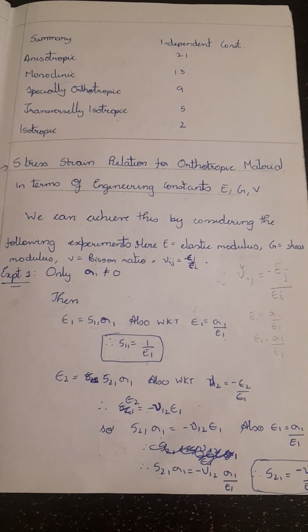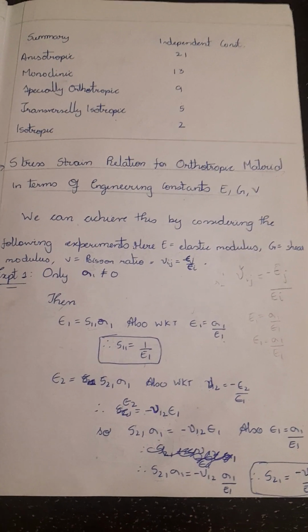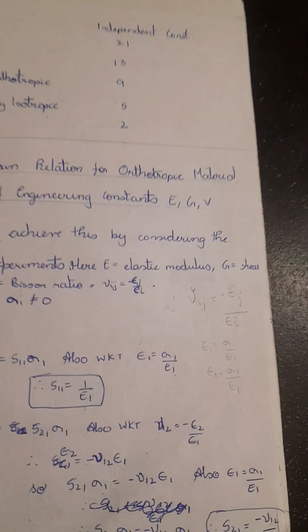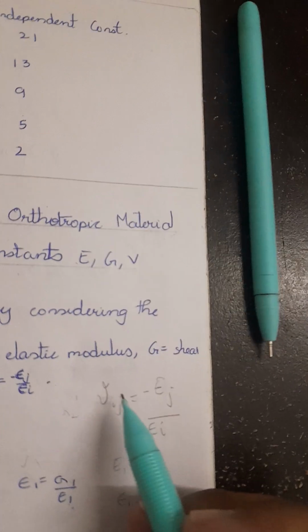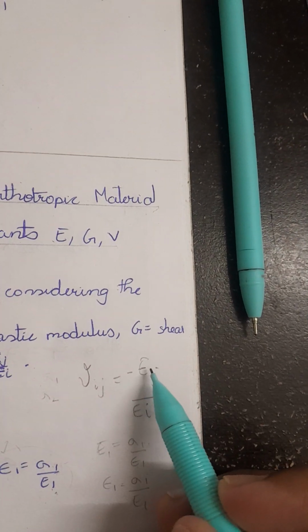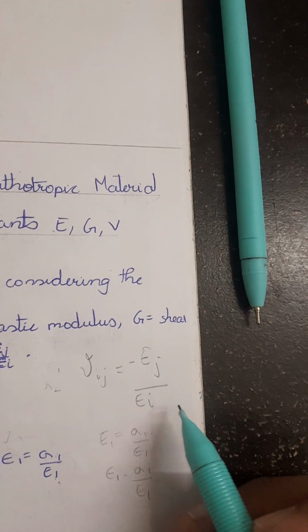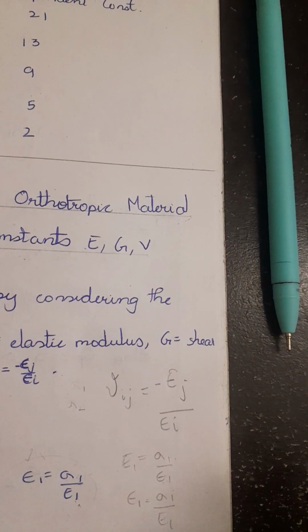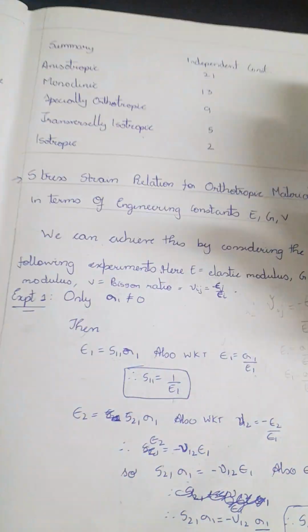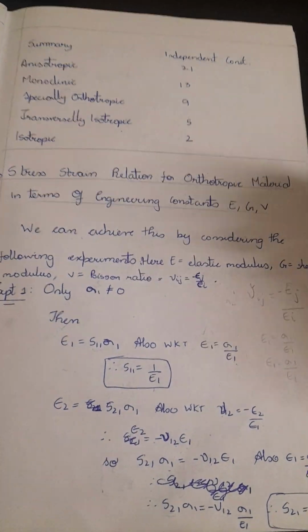When I talk about shear modulus, it's the ratio of shear stress to shear strain, and Poisson's ratio is the negative ratio of the strains. We can represent Poisson's ratio as Vij, wherein it's the negative of the strain in the second component with respect to the strain in the first component, right? So this is a brief summary of what the engineering constants actually hold.